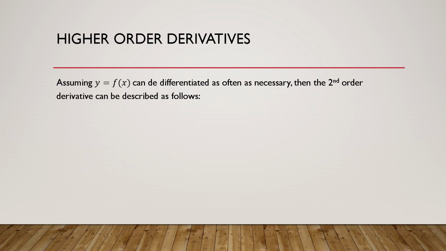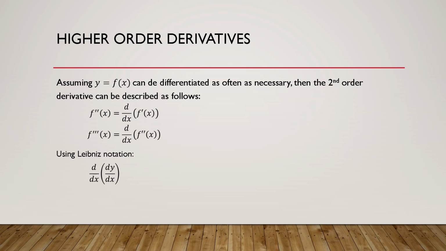Assuming y equals f of x can be differentiable as often as necessary, then the second order derivative can be described as follows. f double prime of x is equal to d/dx of f prime of x. We can also go to the third order derivative. f triple prime of x is equal to d/dx of f double prime of x. Using Leibniz notation, d/dx of dy/dx is equal to d2y over dx squared. d/dx of d2y over dx squared is equal to d3y over dx cubed.